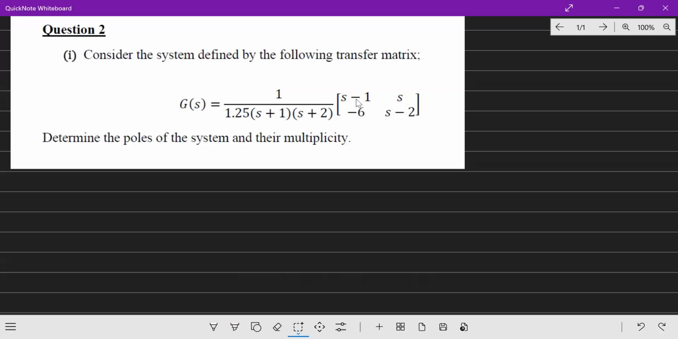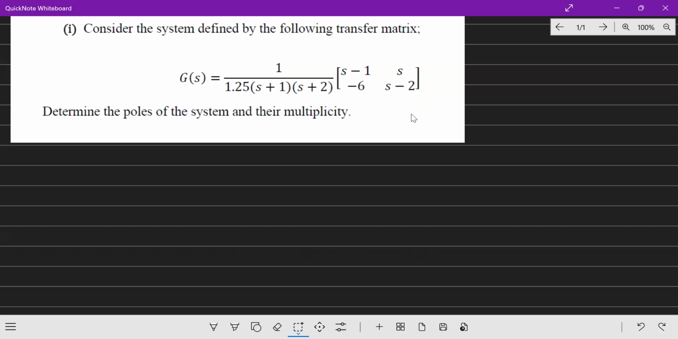So we need to find the poles of the system and their multiplicity, right? So what are the poles of the system? The poles of the system are simply the roots of the characteristic equation, the determinant of your system, isn't it? So we need to find the determinant of this. And then the characteristic equation is simply the roots of the denominator. Okay, so let us do that.